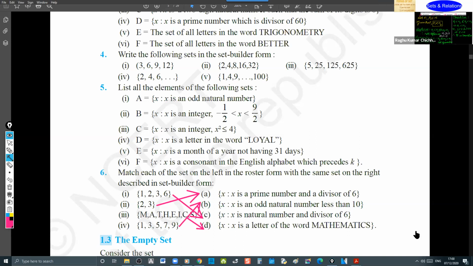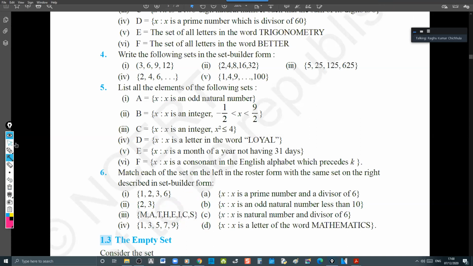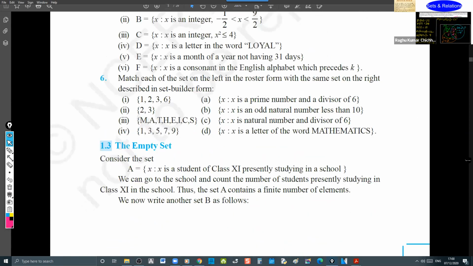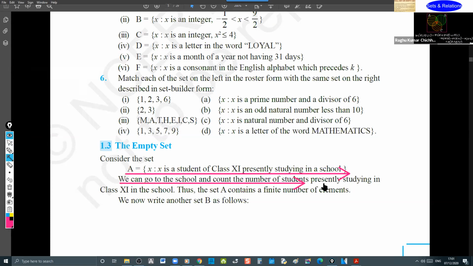That's the first exercise. Now let us move on to the next part of it. The empty set. If a set contains no elements, it is nothing but an empty set. X is a student of class 11th presently studying in a school. We can go to the school and count the number of students presently studying in class 11th. Then the set A contains a finite number of elements, of course.